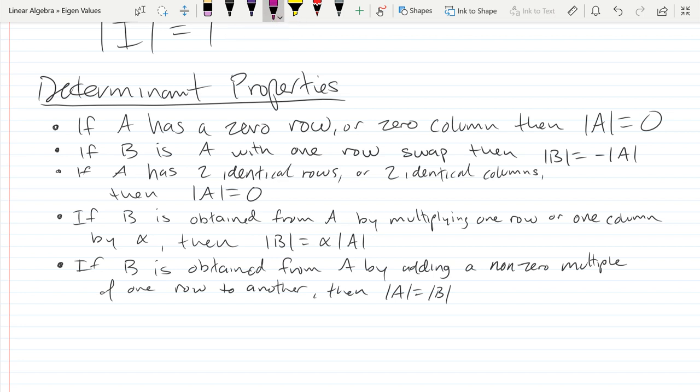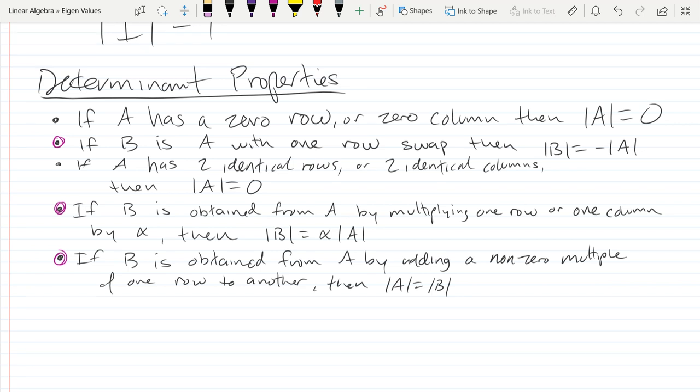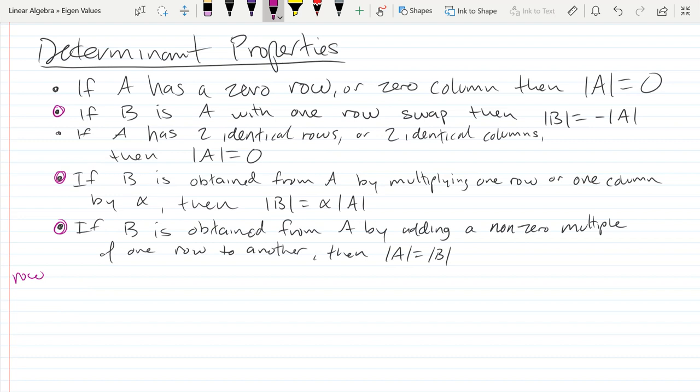So I'm going to highlight three of these with a purple marker here. These three I highlighted, what do they correspond to? Those are the three row operations that we've done. The only three row operations that there are. So what this tells you is how row operations affect the determinant. The good news is the most popular row operation, the one at the bottom, adding a multiple of one row to another, preserves your determinant. So only doing swaps and multiplying by a constant are the ones that change your determinant. Those three are row operations right there.